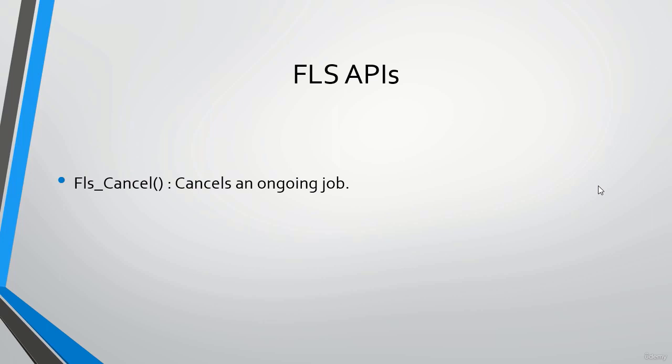Another API is FLS cancel, which is used for canceling an ongoing job. It can be a read job or a write job; whatever job is happening can be cancelled using FLS cancel. The next API is FLS get status, and as you can see, it returns the driver state. So what is the current status of the driver? This can be returned using the FLS get status API.